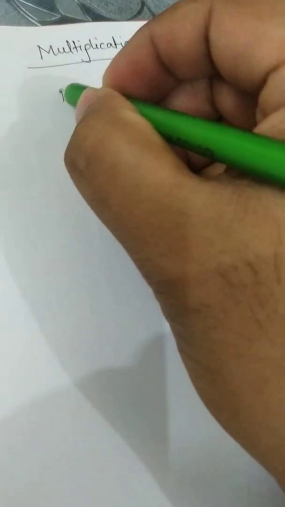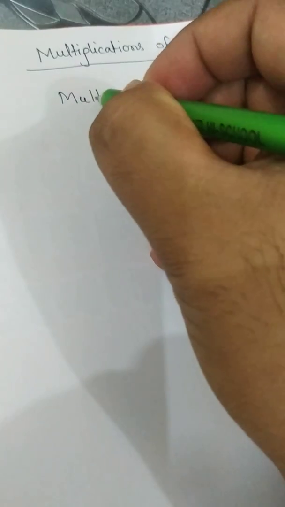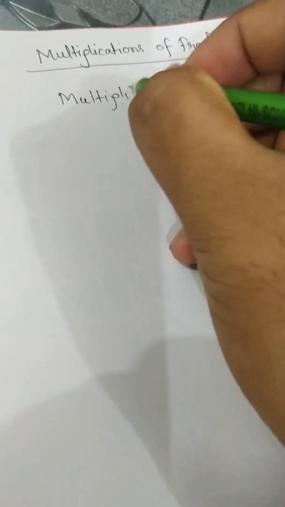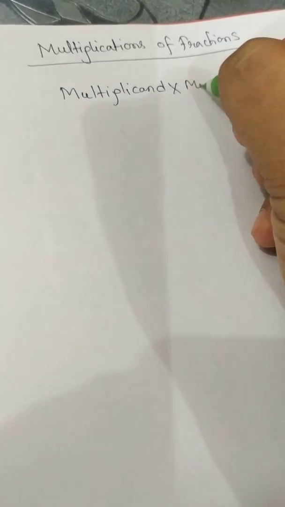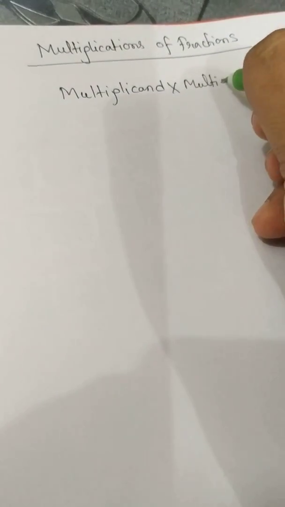From chapter 2 you already know that if we multiply two numbers, what do we get? There is a multiplicand, then there is a multiplier, we get a product, right?